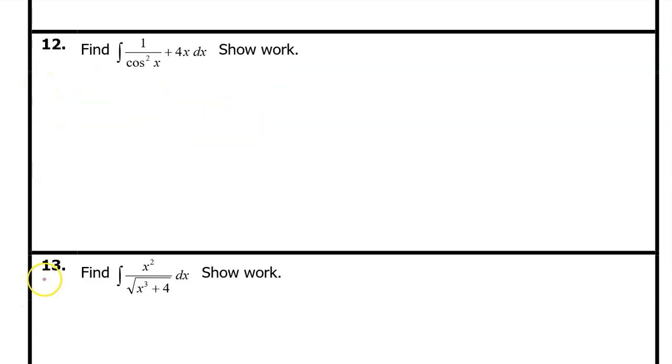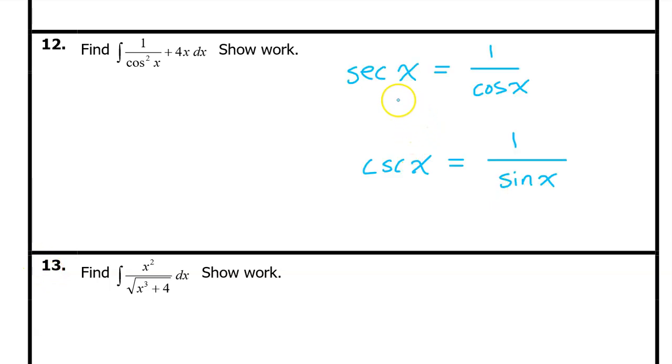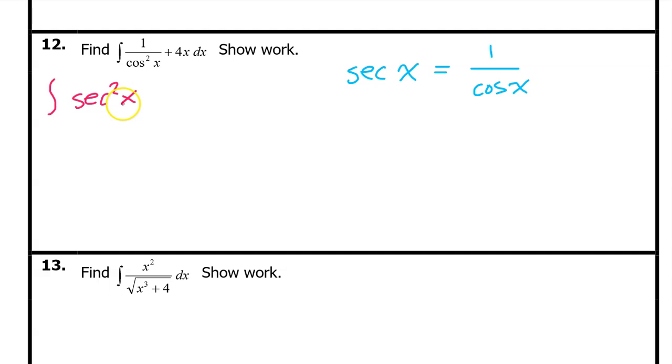For number 12, we need to use our knowledge of reciprocal trig functions. For example, we know that secant x is equal to 1 over cosine x, and cosecant x is 1 over sine x. Since 1 over cosine x is secant x, then 1 over cosine squared will be secant squared x. So we have the integral of secant squared x plus 4x dx.